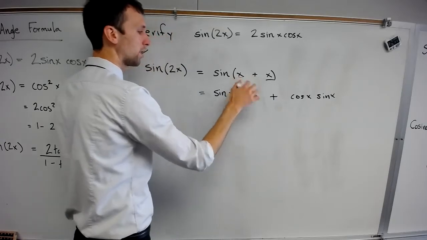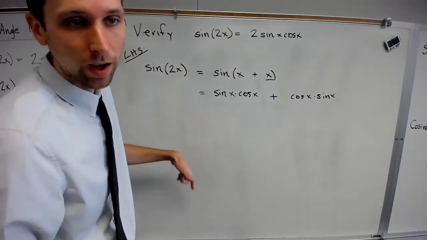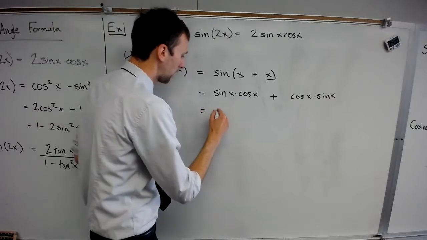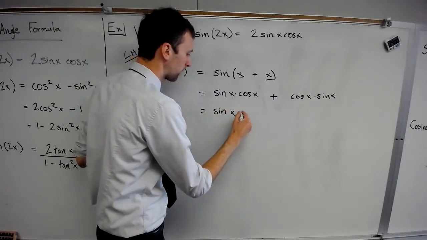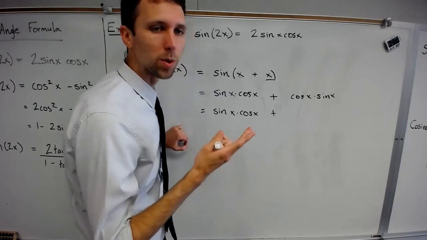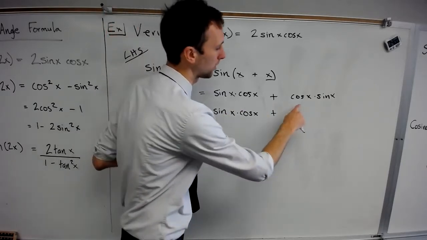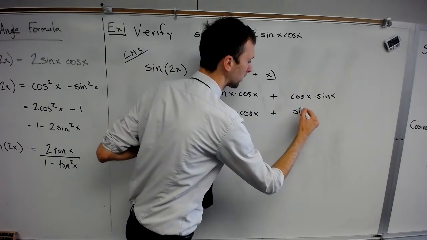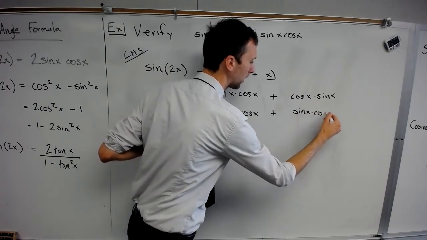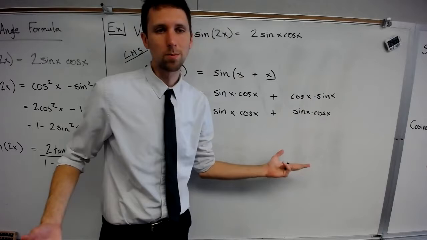But check this out, sine x times cosine x and cosine x times sine of x, that's the same term. Right? It doesn't matter which order I multiply numbers in. That's called the commutative property of multiplication. So I can rewrite these as sine of x multiplied by cosine of x. This one can be rewritten. It doesn't matter which order I multiply these in.